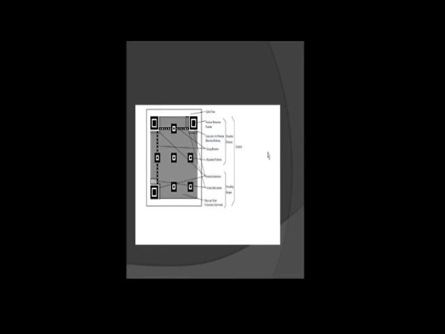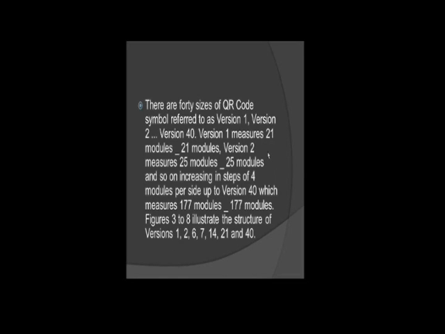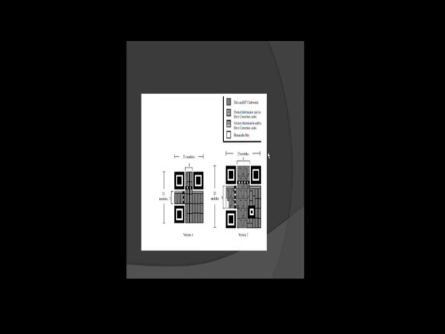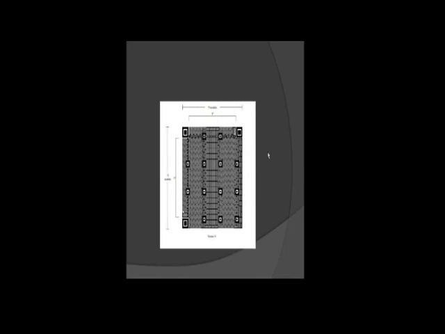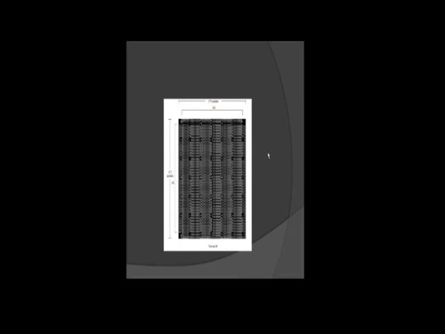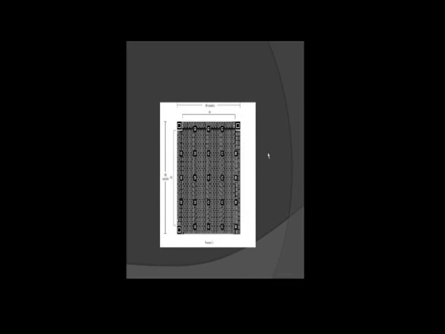In the above we have the quiet zone, which is blank. It's quiet. For the QR code, there are 40 different sizes. We have 21 modules on the left, 25 modules on the right, 41 modules, 45 modules, 73 modules, 177 modules which is bigger, and 101 modules.